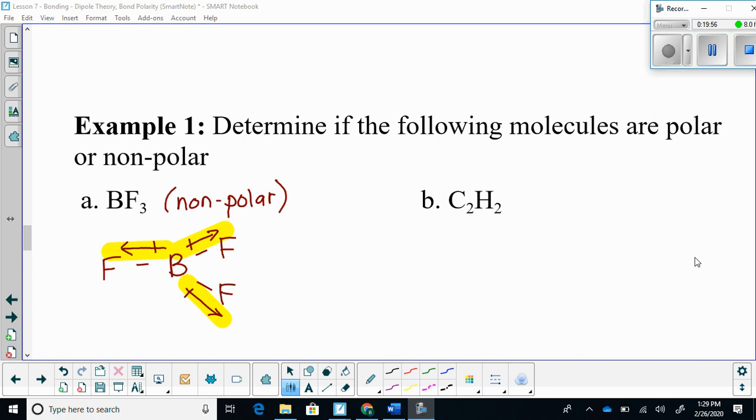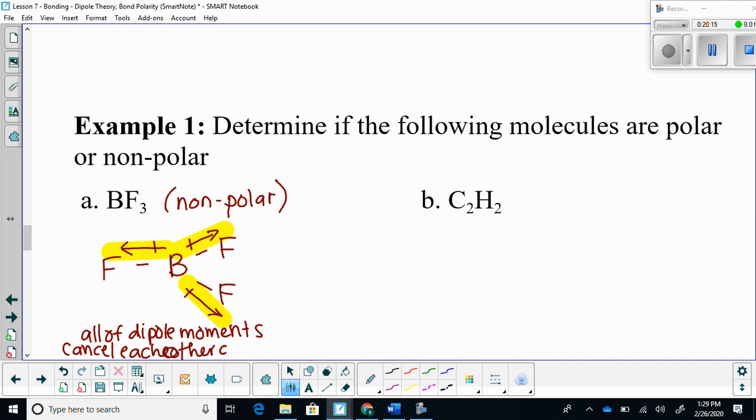A couple of things to notice here. Behind the scenes, all of the dipole moments, the highlighted arrows, cancel each other out. Oh, that's an O. That's point 1. This is one reason why it's nonpolar.